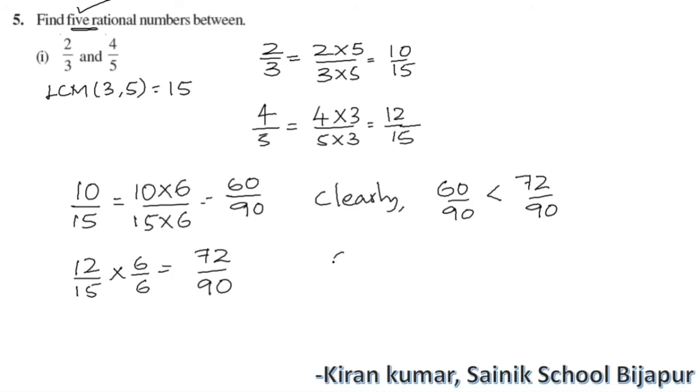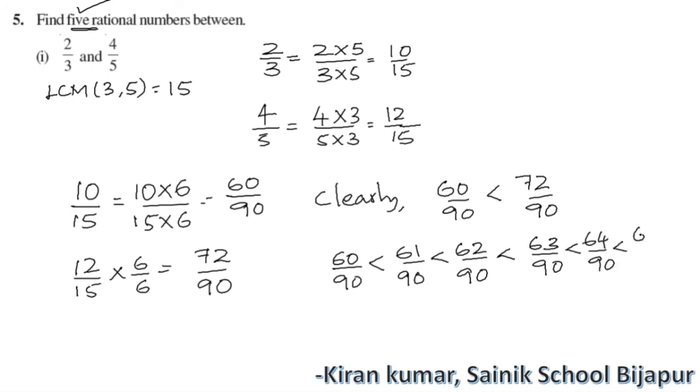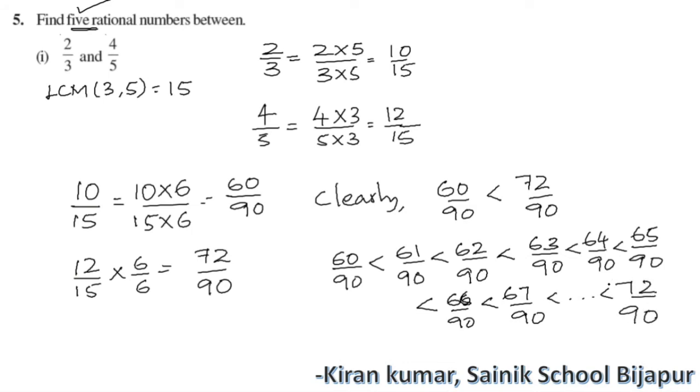So 60 by 90 less than 61 by 90 less than 62 by 90 less than 63 by 90 less than 64 by 90 less than 65 by 90 less than 66 by 90 less than 67 by 90. Likewise, it is less than 72 by 90. So here 1, 2, 3, 4, 5, and more than 5 I have written. It's easy now.